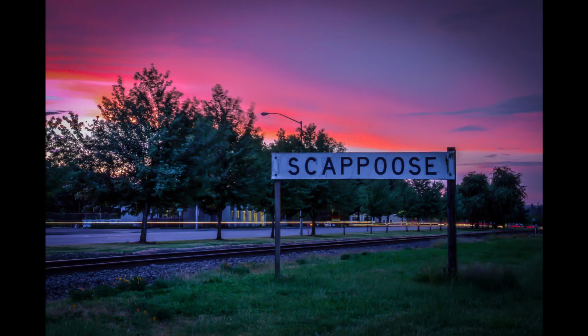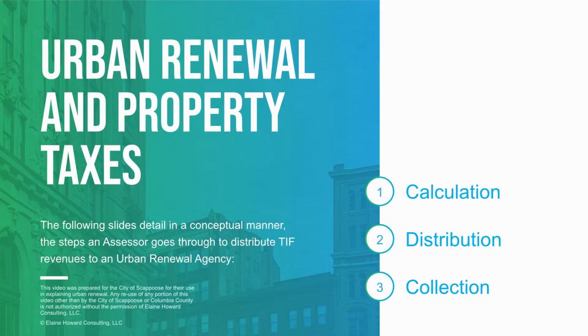The Scappoose Urban Renewal Plan was adopted in 2019. In 2020, citizens of Scappoose will find a line item on their property tax statements entitled Urban Renewal. This video is meant to help understand the purpose of this line item, but is not intended to dive into the intricacies of urban renewal tax law.